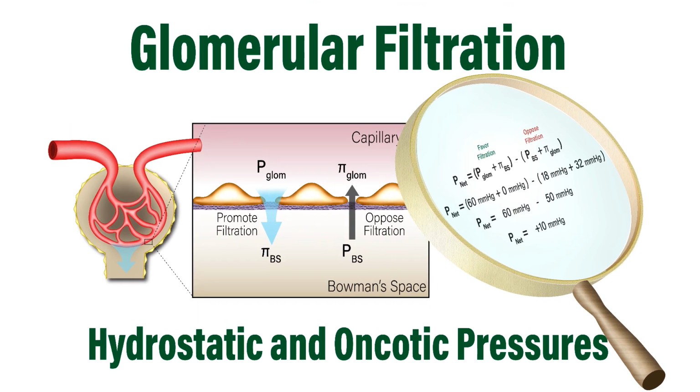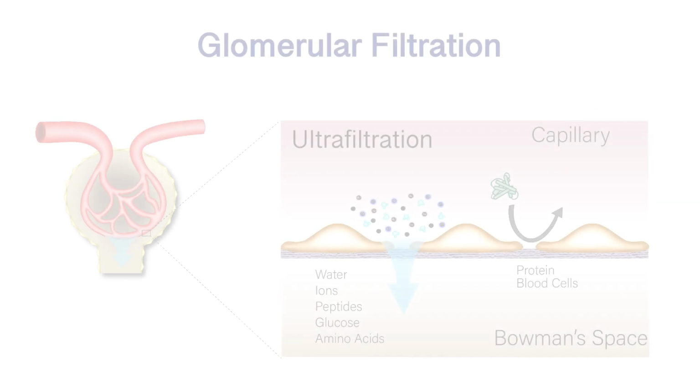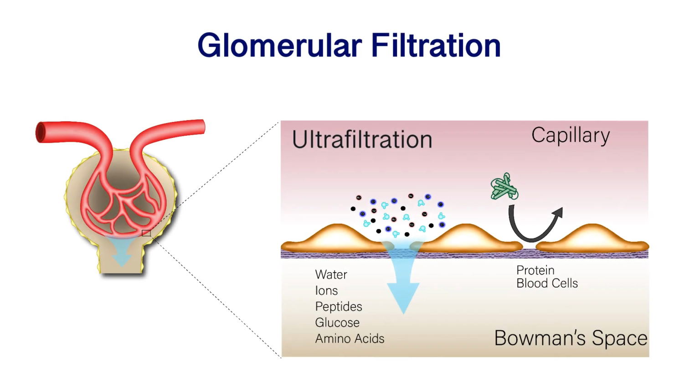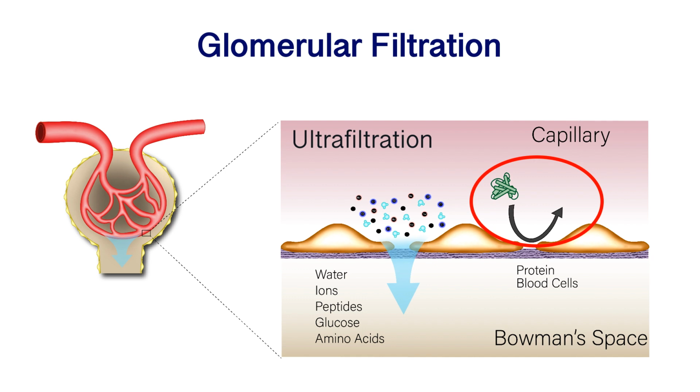The kidneys are able to filter large volumes of blood plasma by a process called ultrafiltration. This entails the existence of pressure gradients across the glomerular filtration barrier, facilitating the movement of small molecules from the blood plasma within the glomerulus and excluding the movement of larger molecules such as proteins and blood cells.